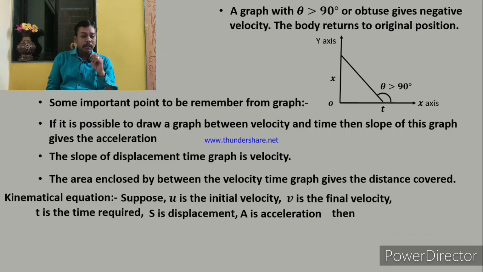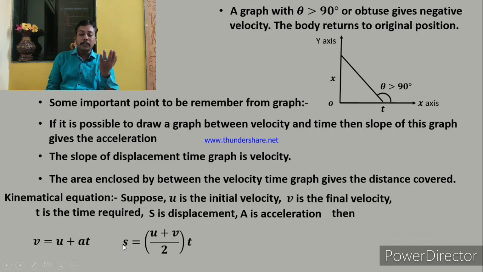So what are the kinematical equations? The first kinematical equation is v equals u plus at. Here a is the acceleration, denoted by small a. Capital A is also used, but it is denoted by small a. So v, the final velocity, is equal to the initial velocity plus acceleration into time. This is the first kinematical equation.